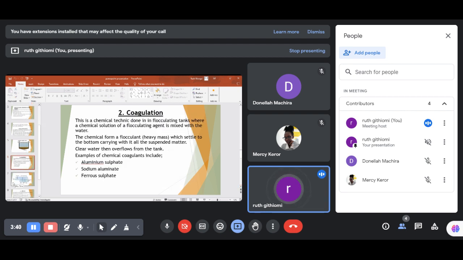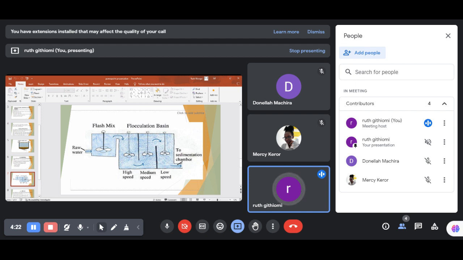You have the second process, which is known as coagulation, and this is a chemical technique done in flocculating tanks where a chemical solution of a flocculating agent is mixed with the water. The chemical forms a flocculant, which is a heavy mass that settles to the bottom, carrying with it all the suspended matter. Clear water then overflows from the tank. We have examples of chemical coagulants mostly used in food industries. That is aluminium sulfate, sodium aluminate, and ferrous sulfate. Look for more examples of the chemical coagulants that are used in food industries.